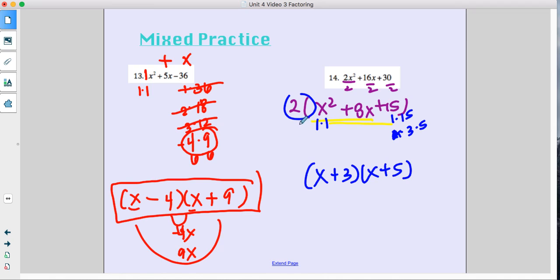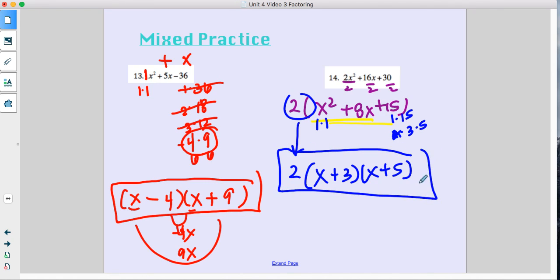And I have the 2. I carry that GCF down along with it. So I check. X times x is x squared. 3 times 5 is 15. This would give me 3x. This would give me 5x. 3x plus 5x is 8x. There is 14.